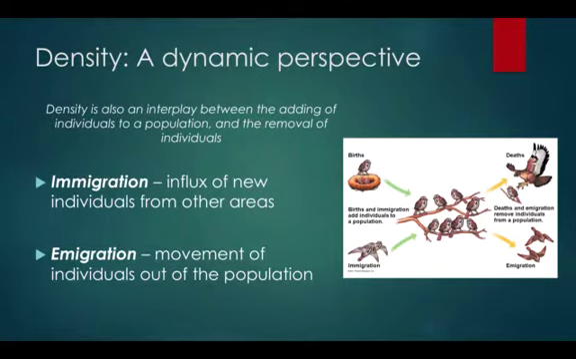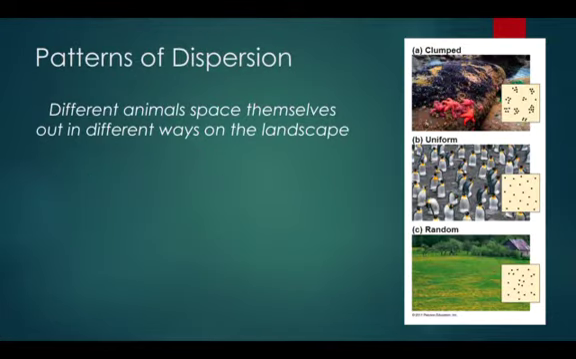Emigration is the movement of individuals out of the population. So here we have emigration. They are leaving our total population. And this is also going to be factored in by births, so how many new individuals are being introduced, and deaths. How many are we losing? So immigration, emigration, births, and deaths, all of which are going to be affecting how we measure density.